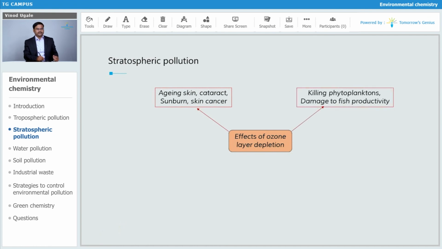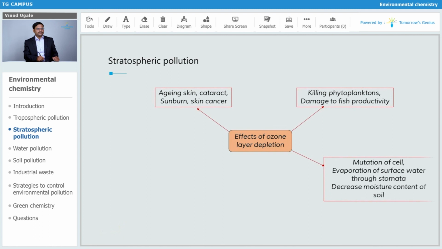It can kill the phytoplankton present in water bodies. It can damage fish productivity. It can cause mutation of cells, evaporation of surface water through stomata, and decrease the moisture content of the soil. So obviously if the heat on the earth is going to increase, we are going to face all these problems, and it is increasing day by day and slowly.